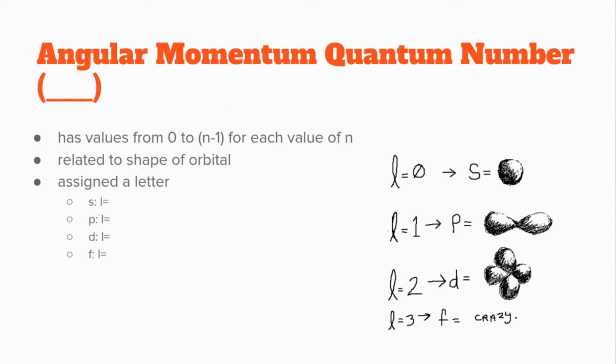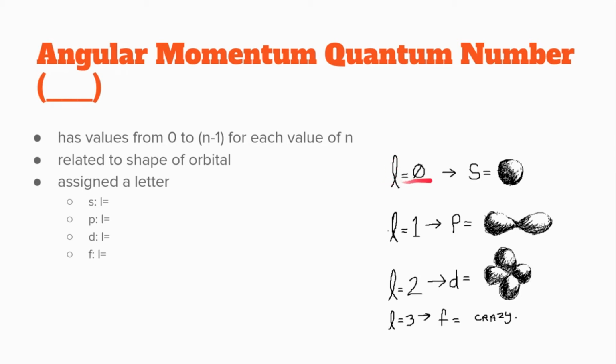The second quantum number is called the angular momentum quantum number. The symbol for this one is the letter l. l can be anything from 0 to 1 less than whatever n is. So if n is 3, l could be 0 to 2, but it does have to be a whole number. So these are related to the shapes of the orbital, and each shape is assigned a letter.